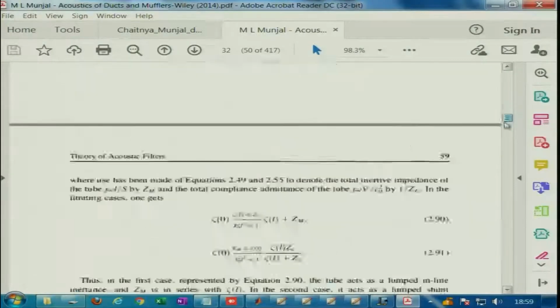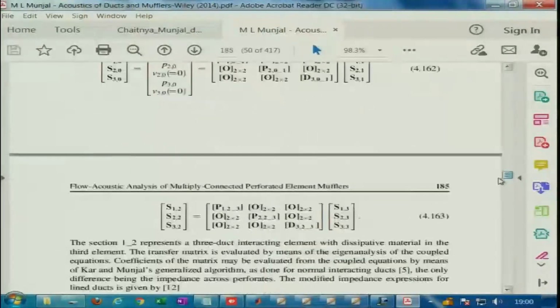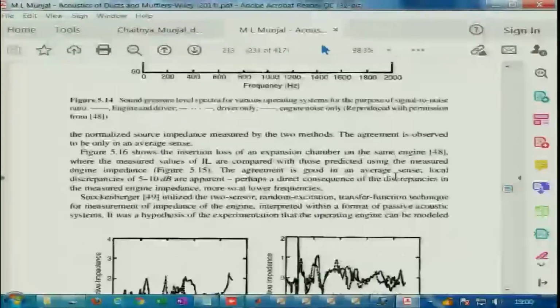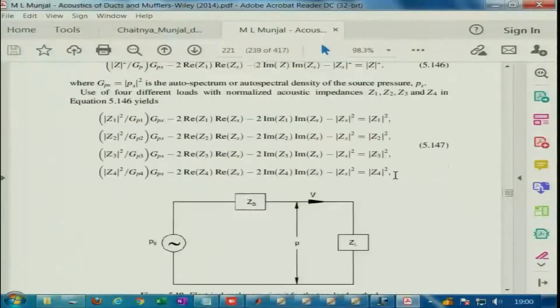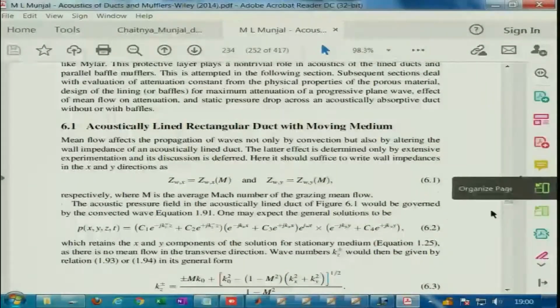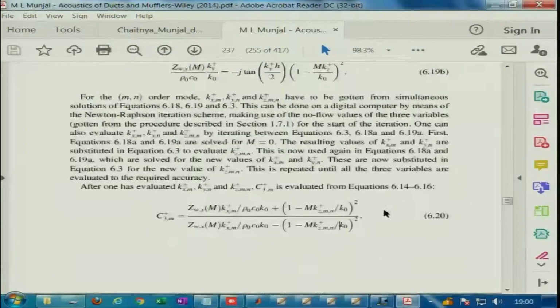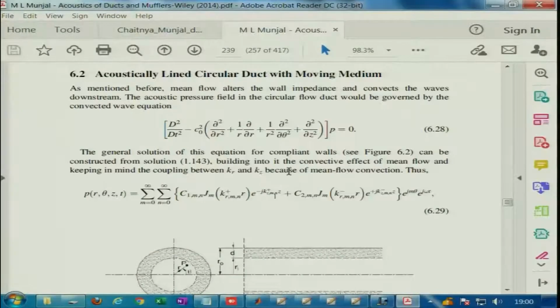Let me go to chapter 6, I reckon, of the book Acoustics of Ducts and Mufflers by Munjal, where practical expressions are presented for obtaining the transmission loss. I will go for the case of a circular duct only for the lack of time, and that too with a moving medium. So, in a moving medium you have Kz plus and Kz minus, like we have been discussing.